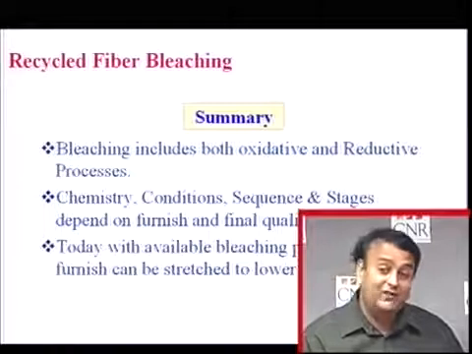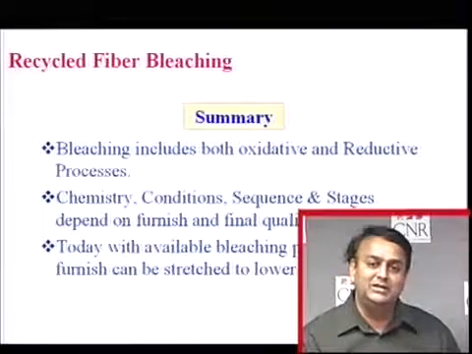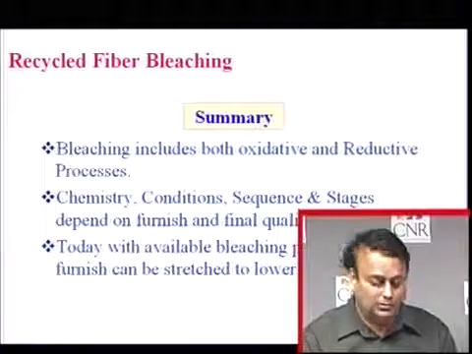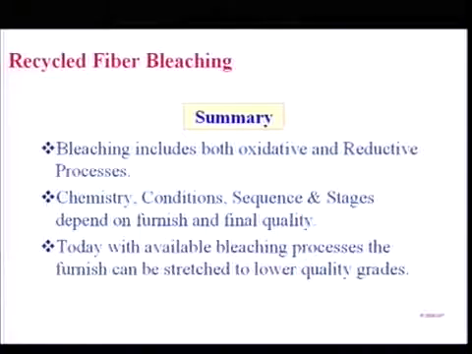So what do we need? We need multi-stage bleaching to take care of all these compounds. Oxidative and reductive bleaching processes are very useful. The chemistry, conditions, sequences and the stages depend upon what is the furnish you are starting with, what is the target brightness you need.